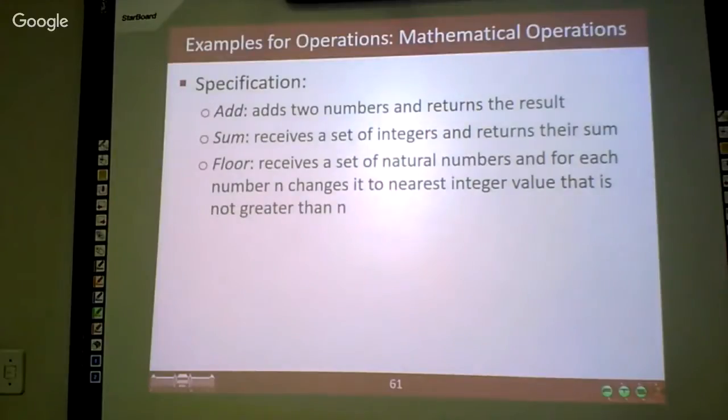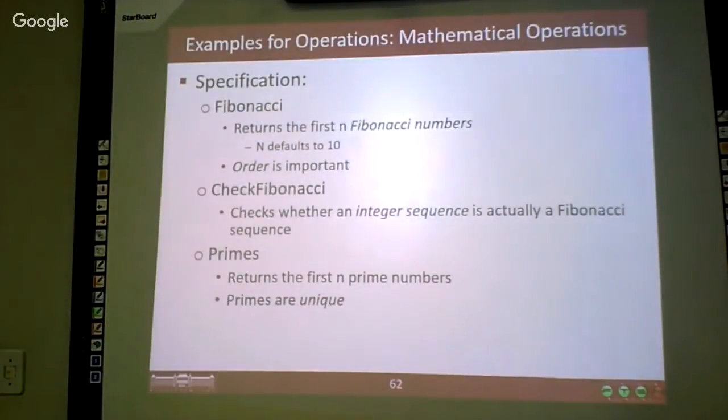We will have another example of a mathematical library. There we will have this add function that adds two numbers and returns the result, the sum function that receives a set of integers and returns their sum. We will define this floor function that receives a set of natural numbers, and for each number n, it changes to its nearest integer value that is not greater than n. And we will see also a Fibonacci function that returns the first n Fibonacci numbers, where the default value for n is 10.